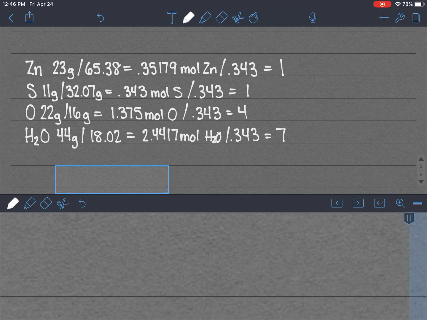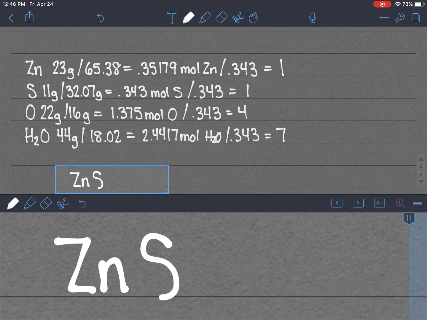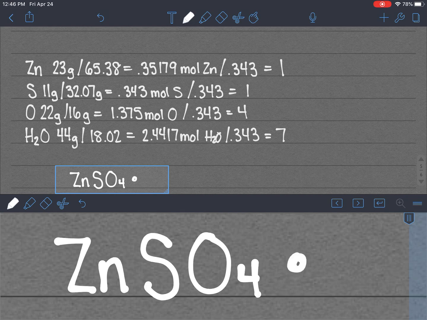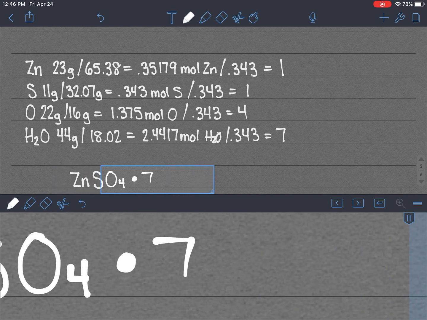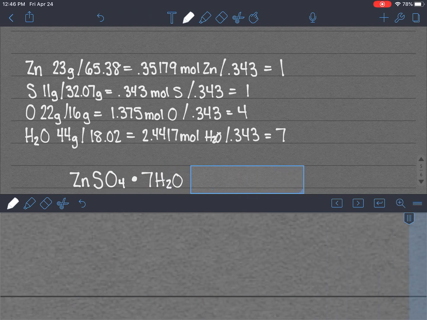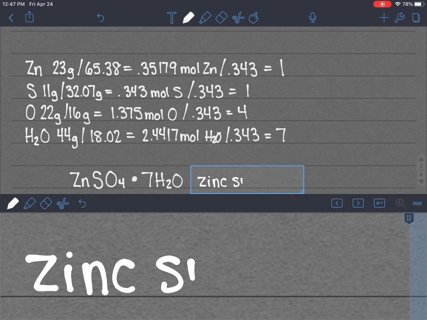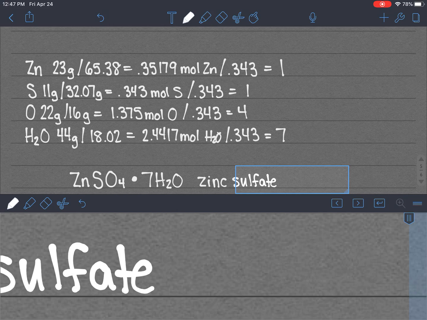All right, so now I'm going to just write this out like I normally would. So I have 1 zinc, 1 sulfur, and 4 oxygens. So ZnSO4, which is kind of what I was predicting I would have. And then I have 7 waters. And I'm going to quickly name that. It's zinc sulfate heptahydrate.